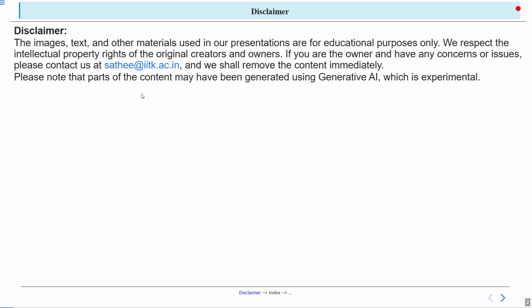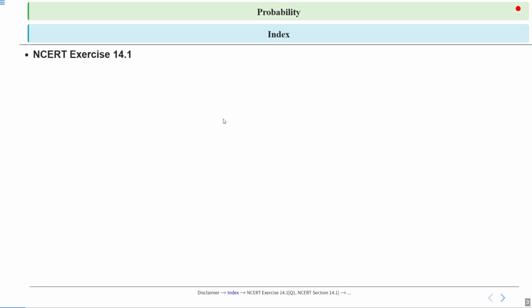So welcome to this lecture on probability. So we will discuss NCERT exercise 14.1. Okay, so this is a disclaimer. So we will cover NCERT exercise 14.1.